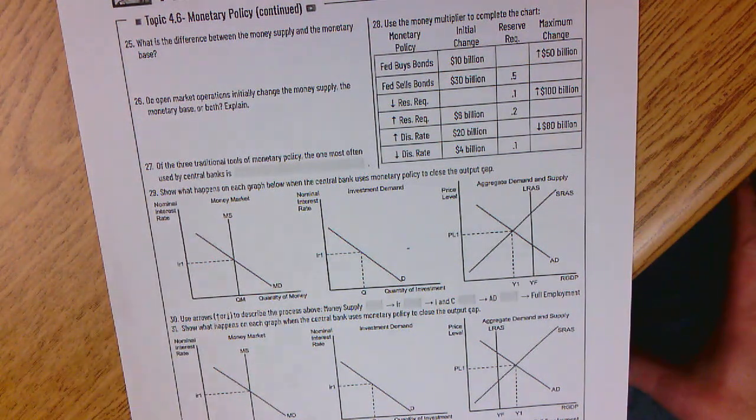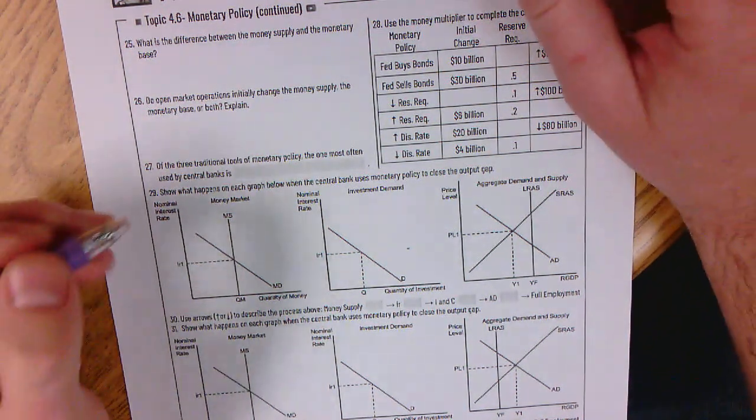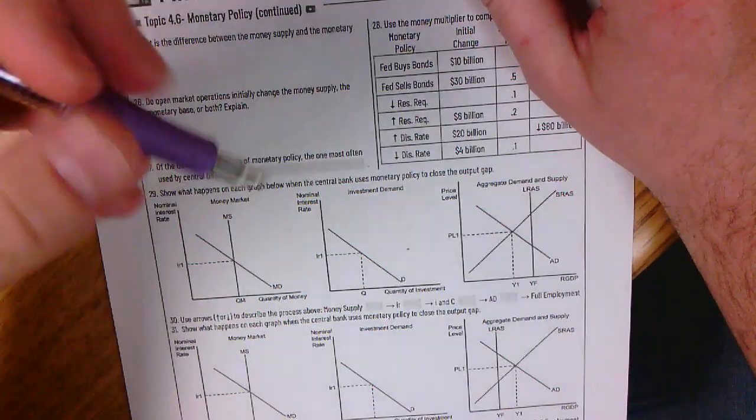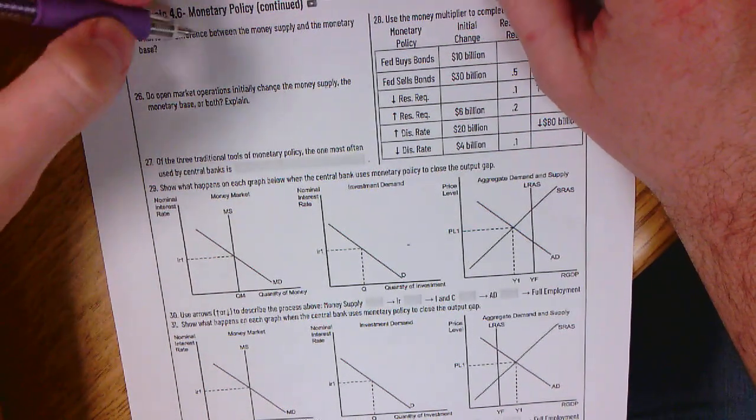Alrighty, everybody. Welcome to the second half of Unit 4. Here we're still looking at monetary policy, and how it's going to affect aggregate demand.